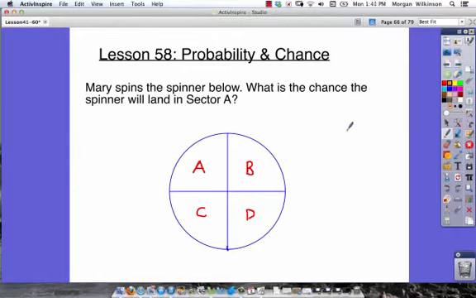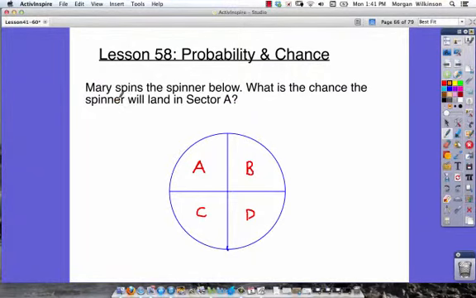Lesson 58 today is all about probability and chance. This is an important lesson to follow along with. Make sure your notes are very accurate as we go, because we see lots of probability outside of the classroom, like what is the chance you win the lottery? And today we're going to help ourselves get to the point where we can figure that out.